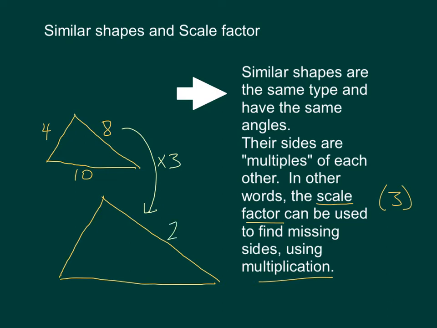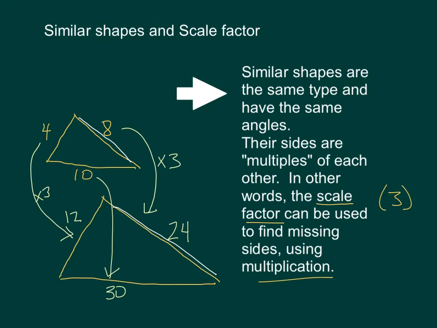So that would make this one 24. The one from the 4 would make that 12. And the one from the 10 would end up being 30. Now notice how the 8 and the 24 match with each other. Those are called corresponding sides because they're in the same location. We'll get to that in a second, but you want to be careful to make sure that you're matching up the sides correctly.